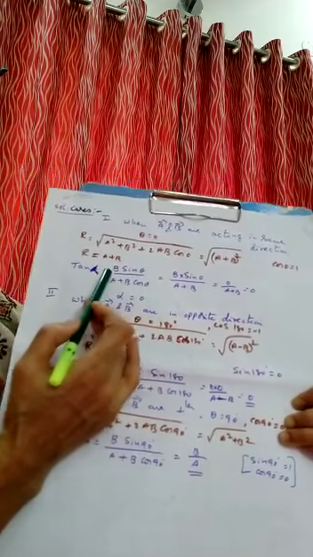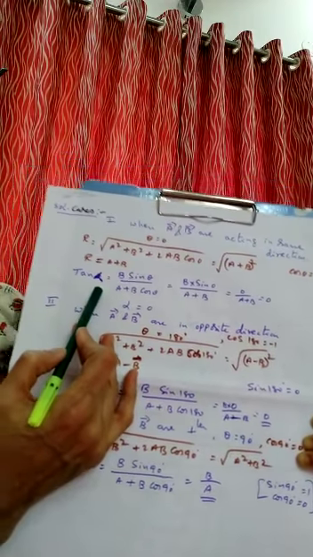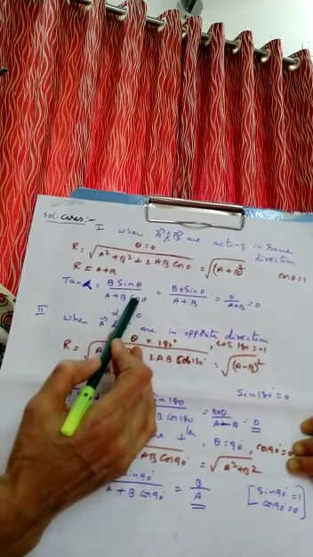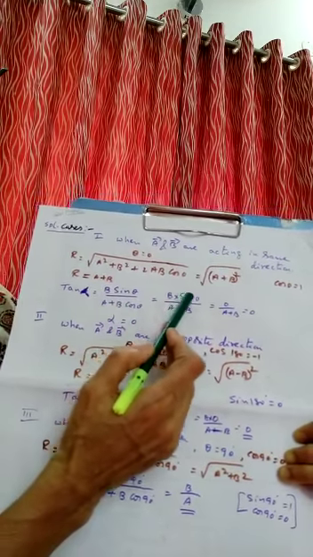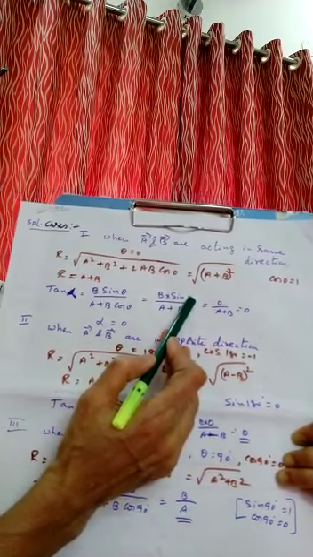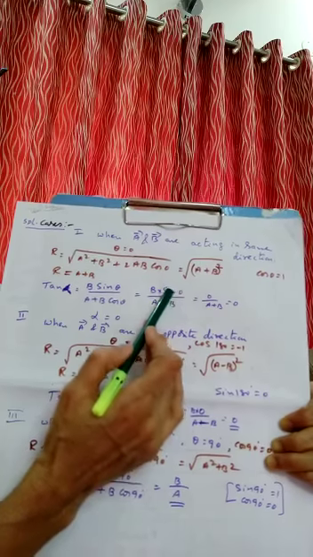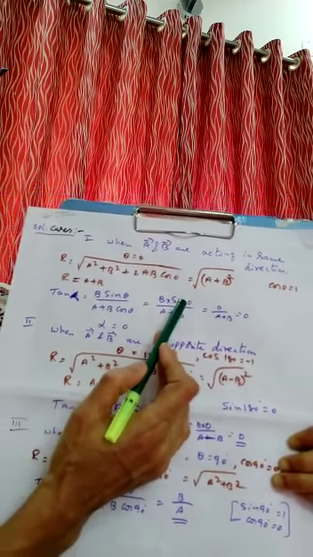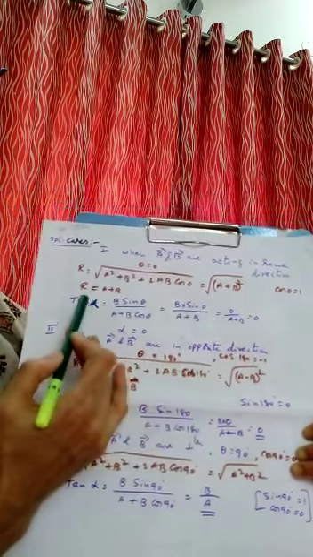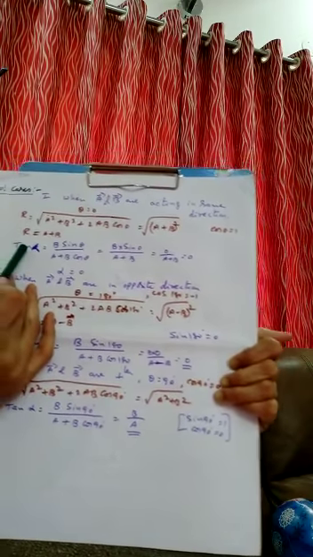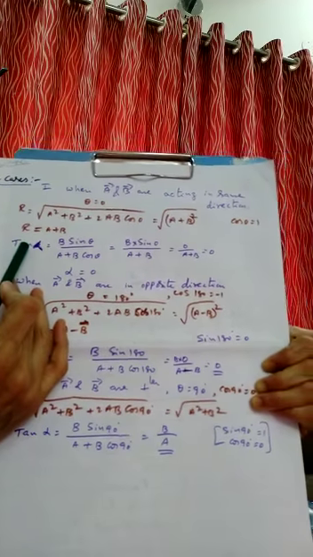What is the value of alpha, the direction? Tan alpha is given by B sin theta upon A plus B cos theta. Just now we have derived this. What is theta? 0. So B sin 0 upon A plus B cos 0. Cos 0 is 1. But what is the value of sin 0? 0. So 0 into something is 0. So what is the value of direction? 0. The resultant vector acts along the same direction as the given vectors.